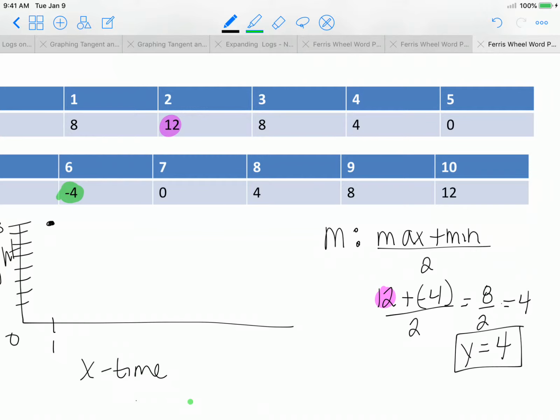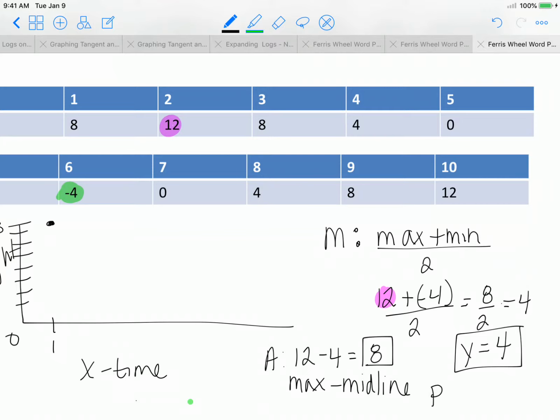Okay, so now let's do your amplitude. Our amplitude, remember, is your max minus your midline. So our max was 12. Our midline was 4. So our amplitude is 8.